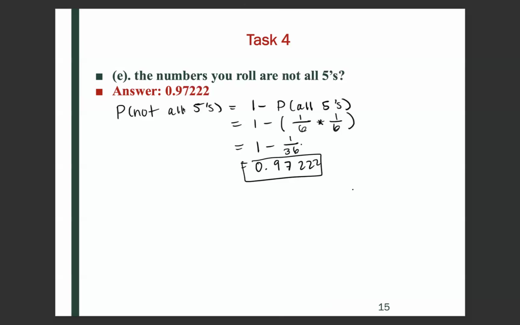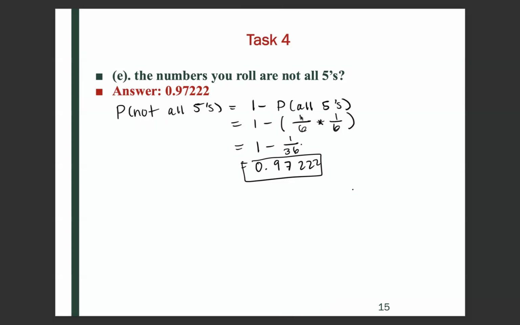What's the probability that the numbers you roll are not all 5s? So the probability that they are not all 5s, we can take the complement because that's easier to compute. So that's 1 minus the probability of all 5s.